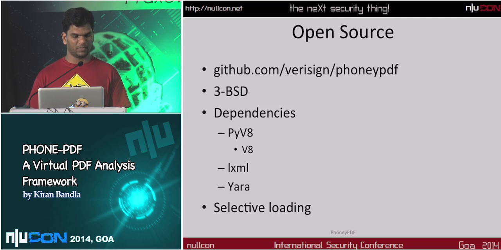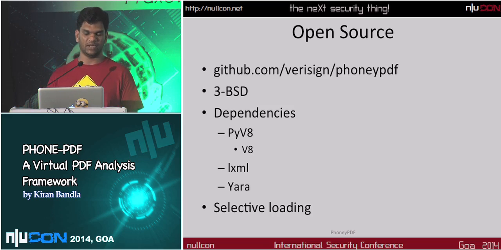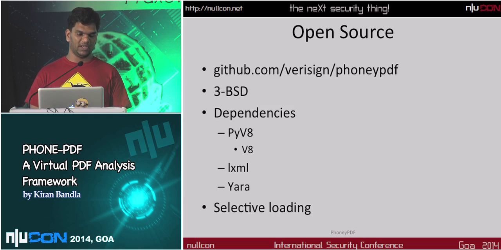In case you don't have any of these, you can just check out the code and run stuff, and what happens is, if it doesn't find these modules, it'll selectively disable features inside phoneypdf. So if it doesn't find PyV8, it will not execute or analyze JavaScript. If it doesn't find LXML, it will not execute XFA and JavaScript. Same thing with Yara, it will not scan for all the signatures. And you can use this tool as a standalone tool just to scan PDFs and see what they're doing, or you can build libraries on top of this.